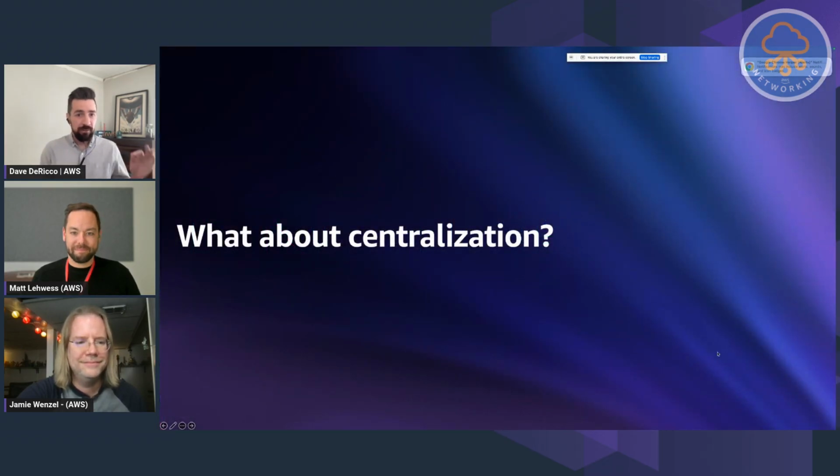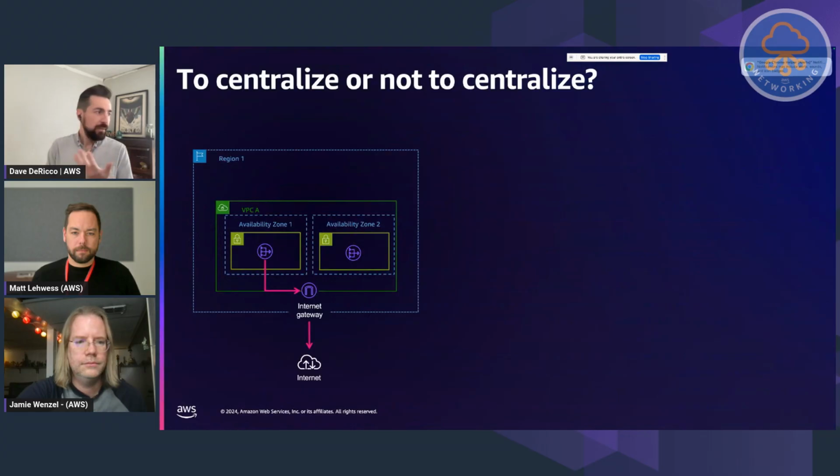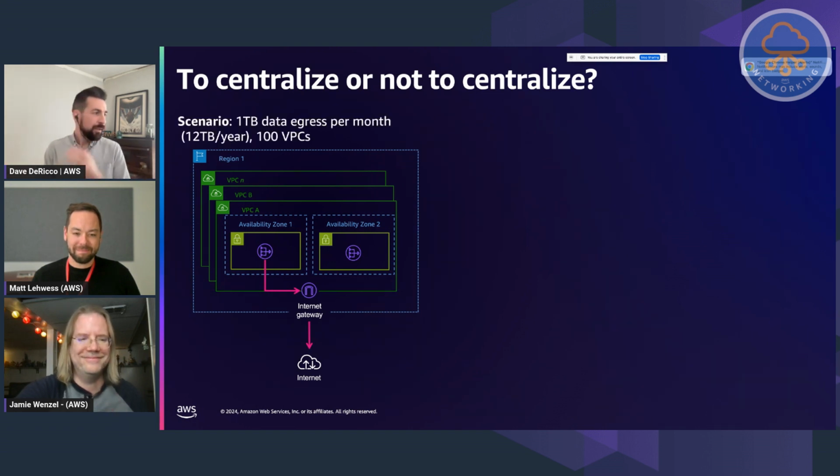So, centralization. This is another thing that comes up: should I centralize, or should I not? Here's an example. Let's say you have a VPC with a NAT gateway. We start adding more VPCs, so that means more NAT gateways, more NAT gateways, more NAT gateways. We've got NAT gateways everywhere. Look under your seat, what do you get? You get a NAT gateway, right?